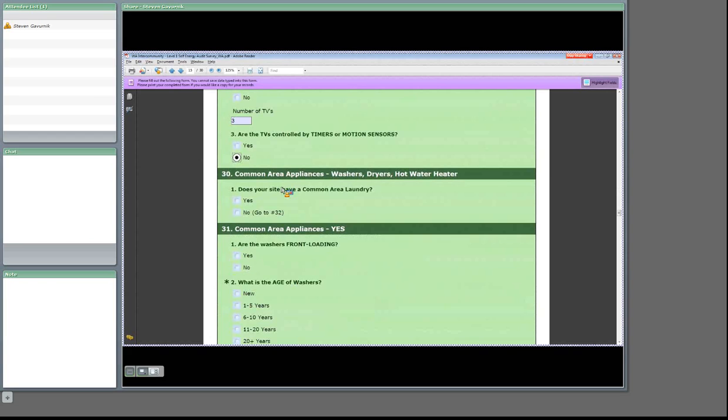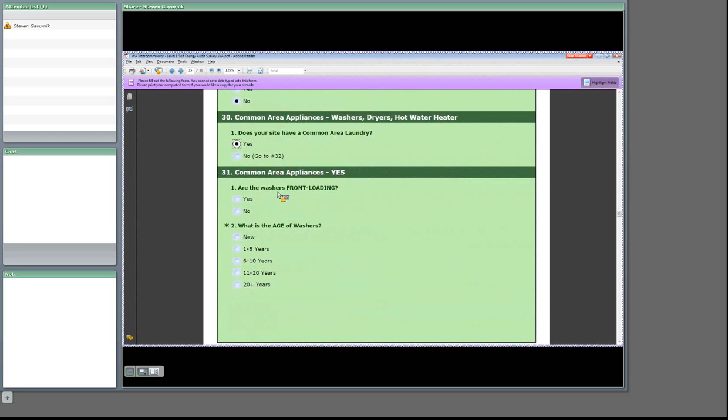Next question is on common area appliances, washers and dryers. So this is common area and not the apartment unit from section 30. So washers, dryers and hot water heaters. Does your site have a common area laundry? Even though dwelling units may have their own hookup or washer and dryer, we want to know whether there's an area where the general residential population would go to do laundry. So you answer yes if that's the case, no you go to 32.